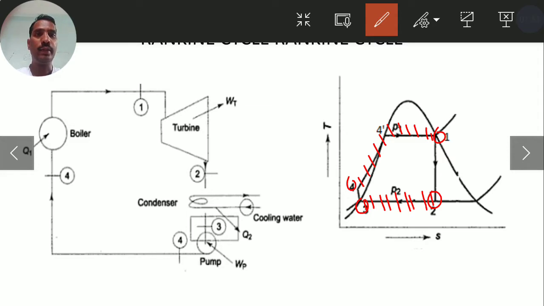Side by side you can see this is the inlet to the turbine, point 1, and 2 is the exit of the turbine. 3 to 4 is the compression process in the pump, or pressure raising of water from condenser pressure to the boiler pressure. Then 4 to 1 is the heat addition process in the boiler.